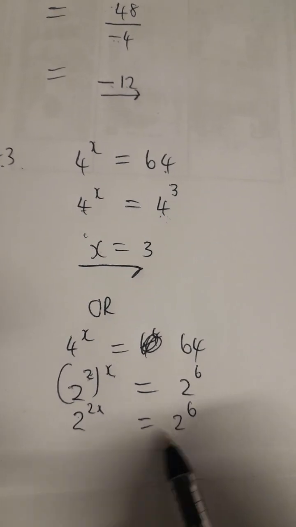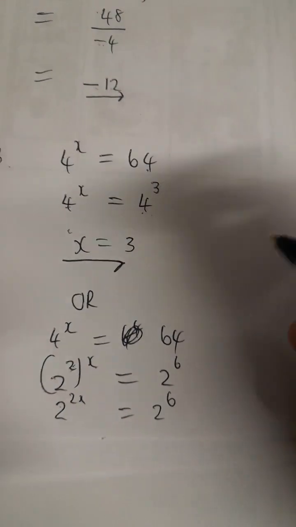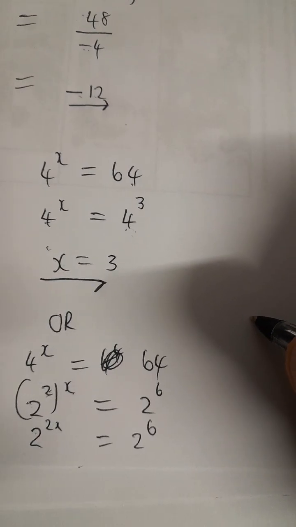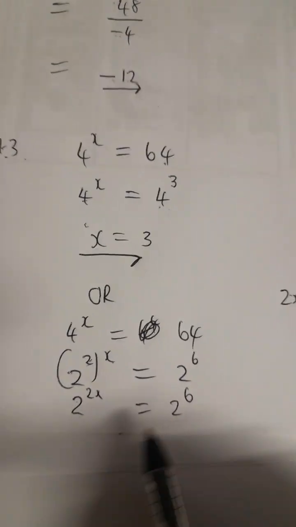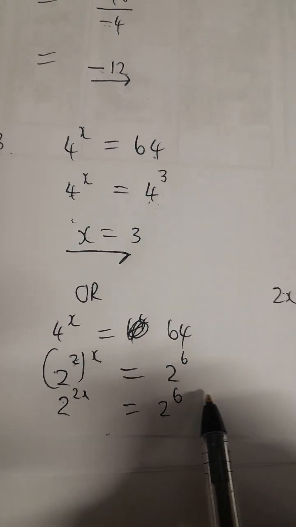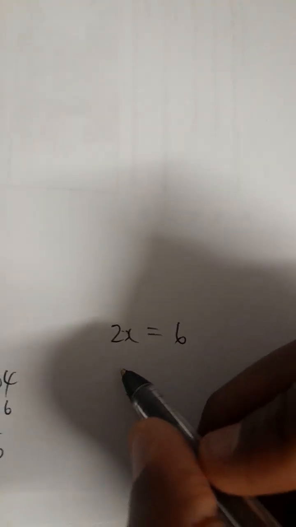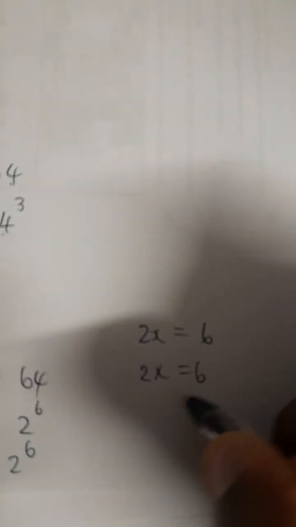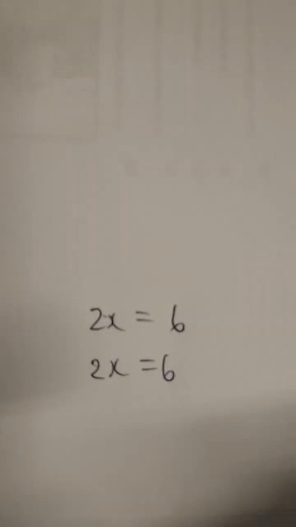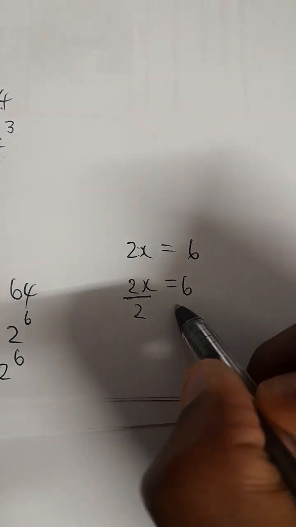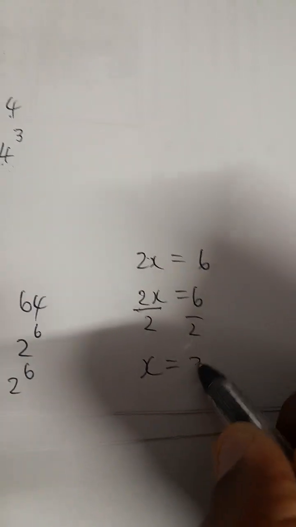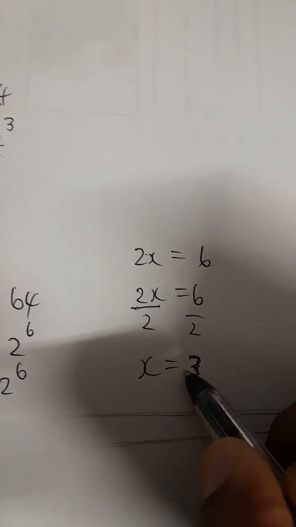Now the bases are the same. They are both prime bases. Then we can go ahead and say 2x is equal to 6, because the bases are the same, so we can drop the base and equate the exponents. So 2x is equal to 6. Then we divide both sides by the coefficient of x, which is 2. And then we get a nice answer: x is equal to 3.